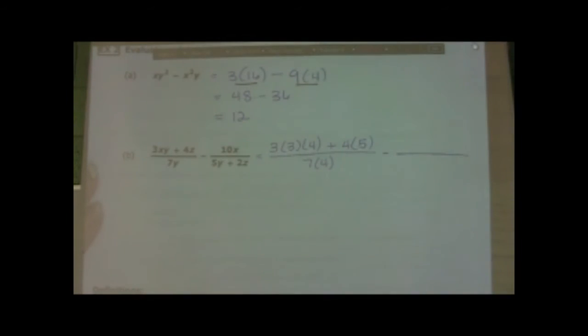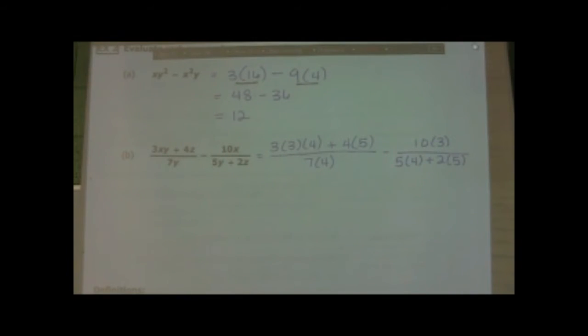Now I've got a whole new fraction. 10x on top, so 10 times x, which is 3. On the bottom, I've got 5 times y, which is 5 times 4, plus 2z, which is plus 2 times z, which is 5. Don't freak out if you think I'm going fast. When we get to stuff you've never seen before, I'll go much slower.